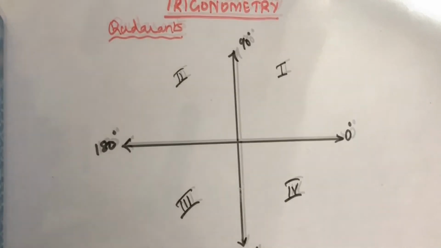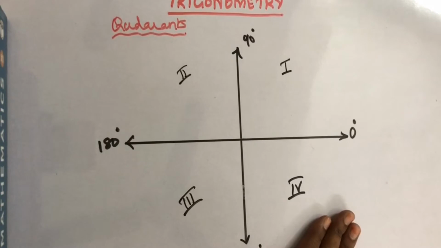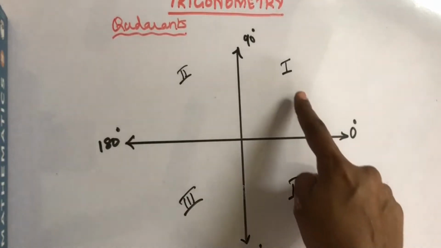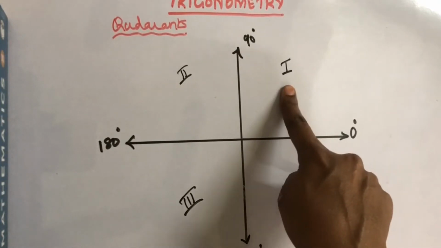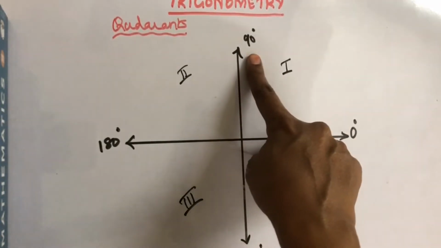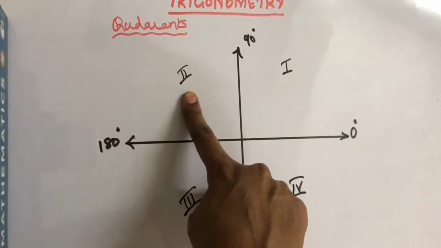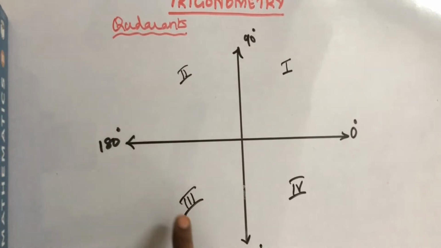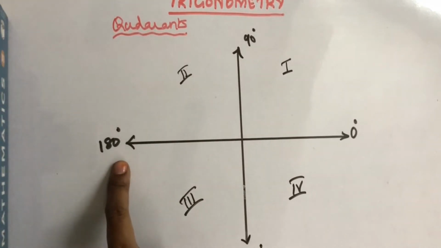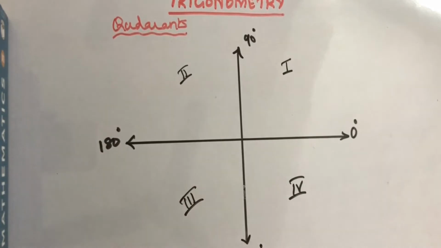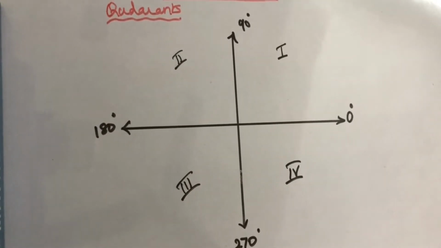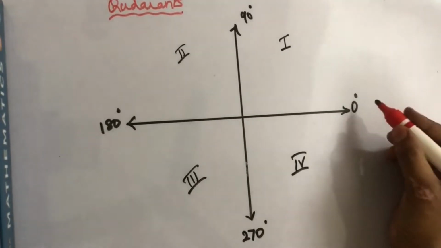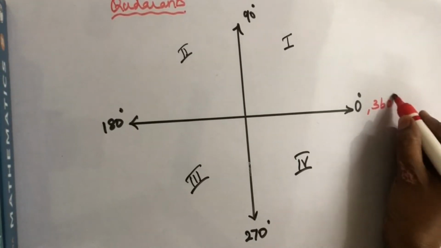This system is divided into 4 quadrants. The first quadrant measures the angles from 0 to 90 degrees, and the second quadrant measures the angles from 90 degrees to 180 degrees. In the third quadrant it ranges from 180 degrees to 270 degrees. In the fourth quadrant it ranges from 270 degrees to 360 degrees. It is 0 degree as well as 360 degree also.